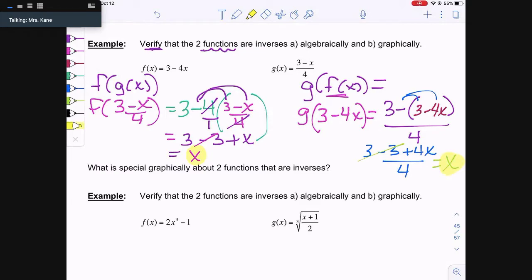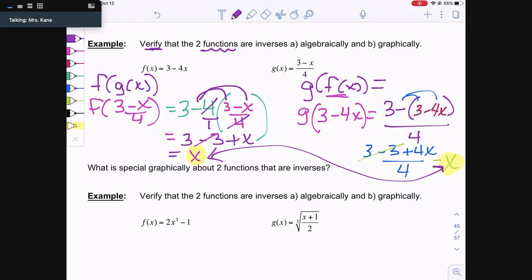So verifying is a fancy way of saying prove. I've shown that these two functions are inverses of each other by using composite functions. By definition, if they both simplify just to be x, then they're inverses of each other. So that says that 3 minus 4x is the inverse of 3 minus x over 4.